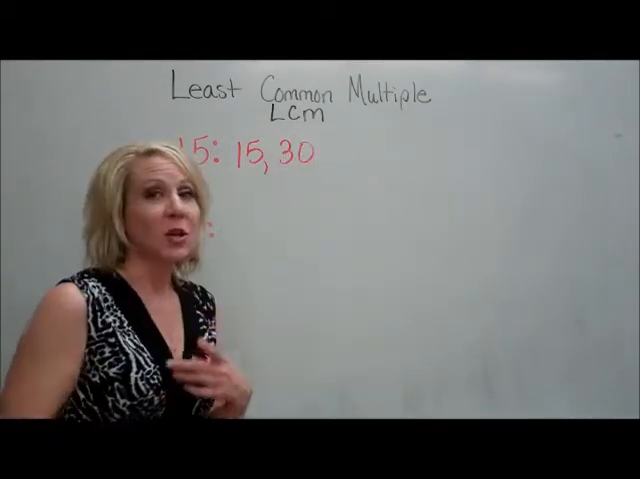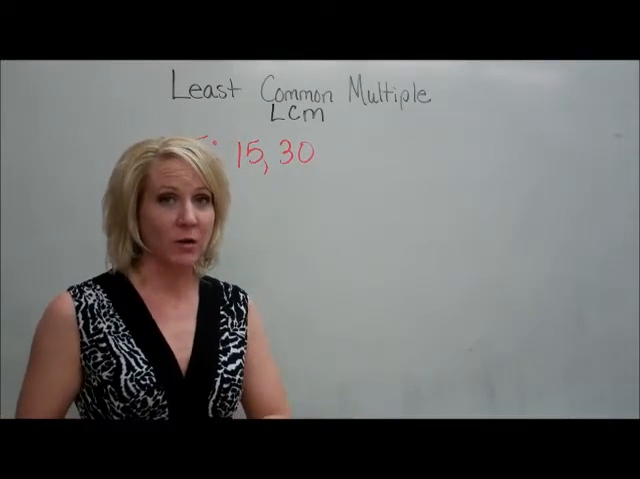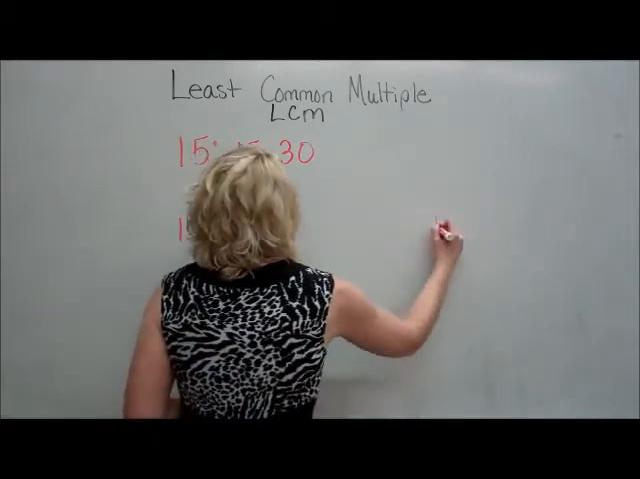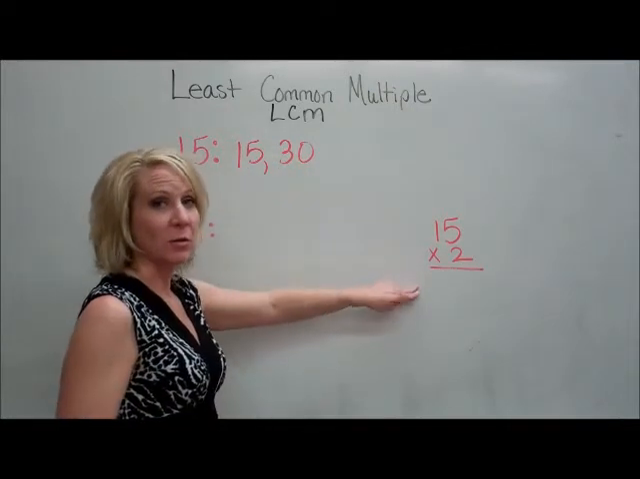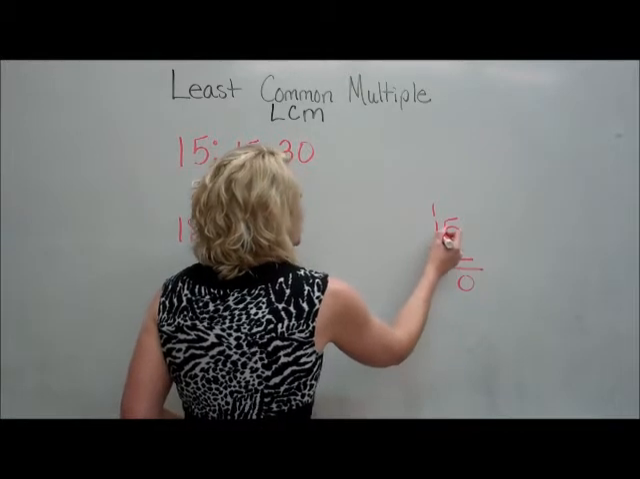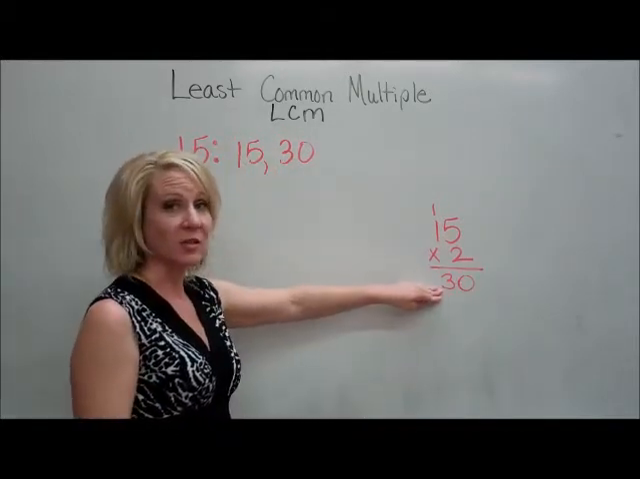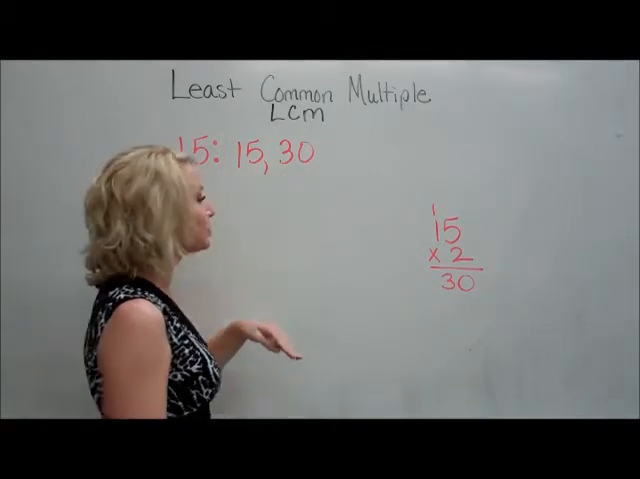Now, if a student doesn't know that 15 times 2 is 30, there are two ways that they can figure out what 15 times 2 is equal to, what the product would be. One way is to simply write the multiplication problem down on a piece of scratch paper and do the multiplication. 2 times 5 is 10, carry the 1. 2 times 1 is 2, plus 1 more is 3. The answer is 30. The product is 30. So 15 times 2, the multiple is 30.